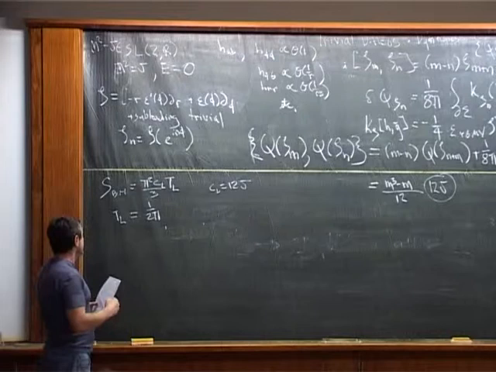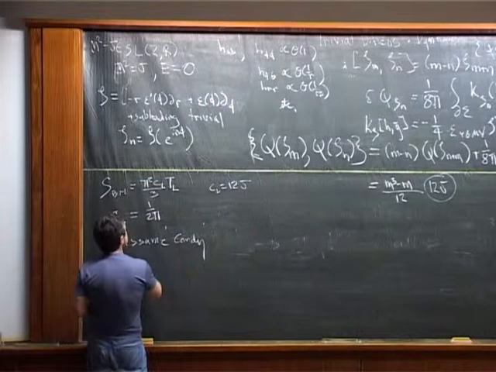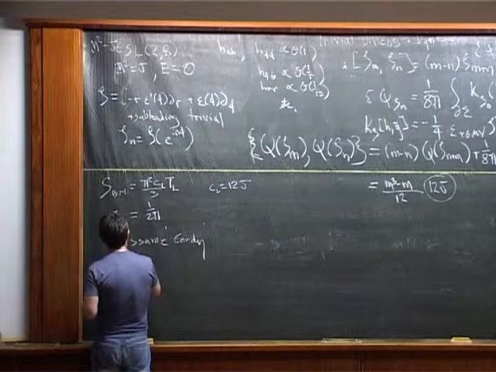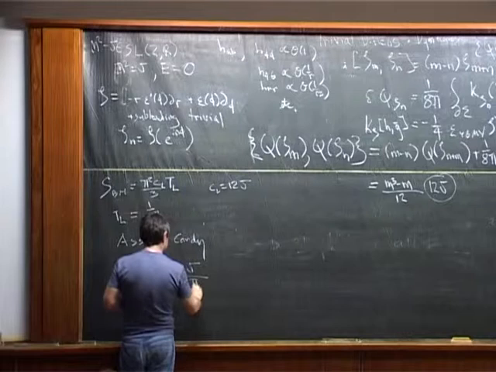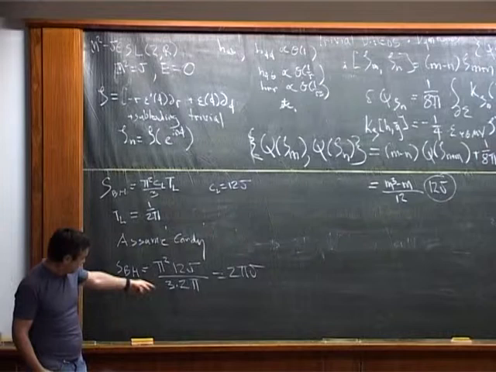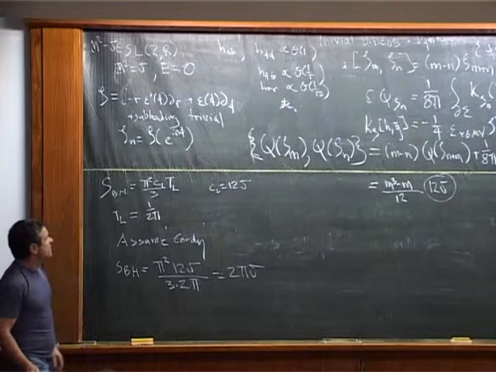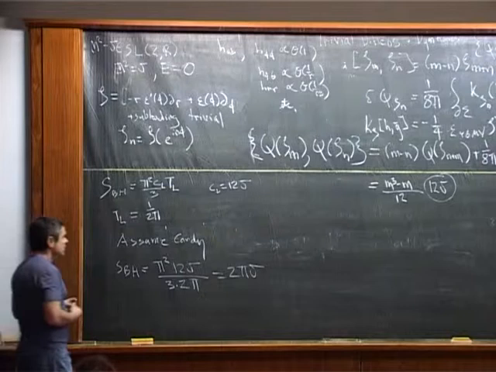And so now, if you assume the Cardy formula, you find that S black hole is equal to pi squared times 12J times 3 times 2 pi, which is equal to 2 pi J, which is the formula that I wrote down in the beginning. So this suggests that we did our calculation correctly, though there's more to be understood.